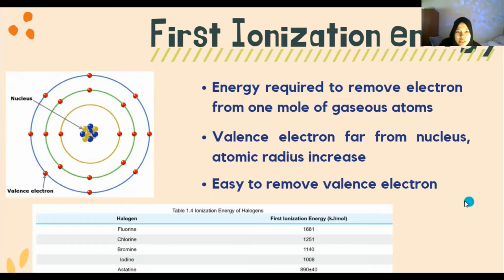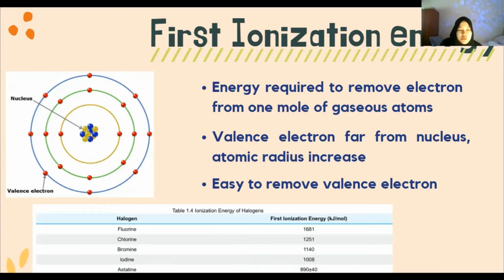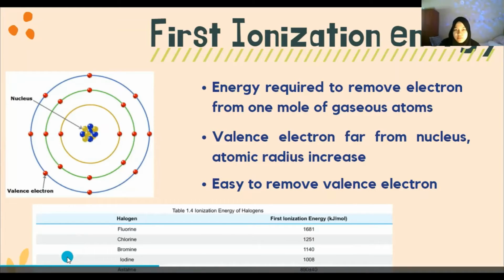It can be proven by this table below, where the first ionization energy values decrease as it goes from fluorine to astatine. So that's it. Let's move on to the chemical bonding of group 17.